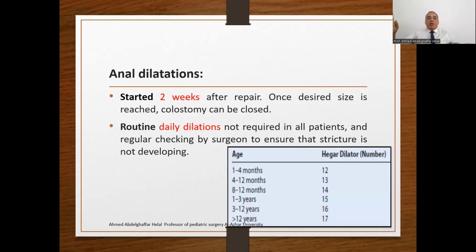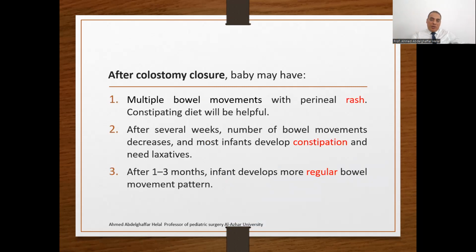Regarding anal dilatation, it is usually started 2 weeks after the repair. Once the desired size is reached, the colostomy can be closed. Routine daily dilatation is not usually required in all patients, and regular checking by the pediatric surgeon to ensure that the stricture is not developing is very important. The size of the dilator will be related to the age, 1 to 4 months, 4 to 12 months. This is the size or number of the Hegar dilators required. So daily dilatation is not usually required. The decision will be related to the pediatric surgeon checking and following up the baby.